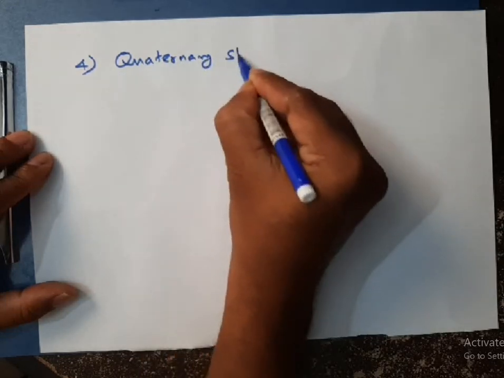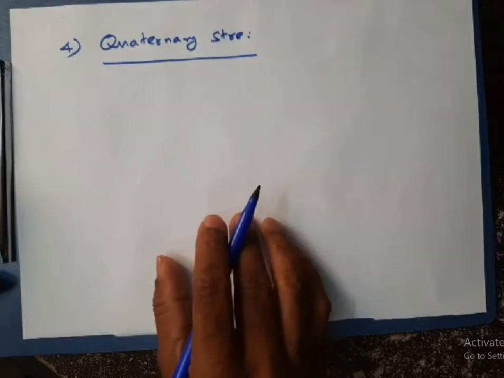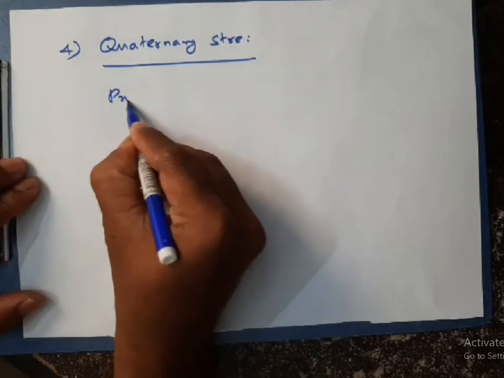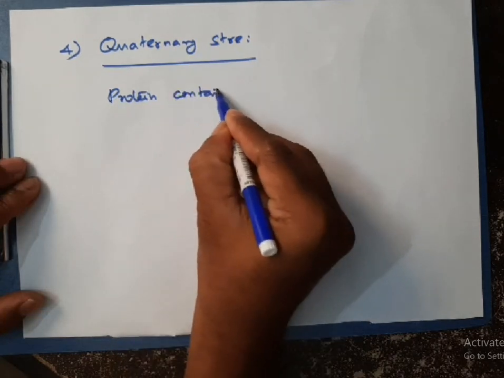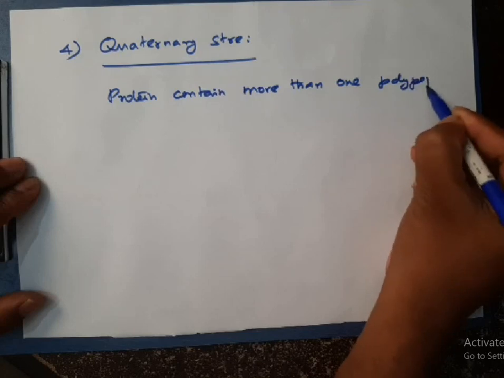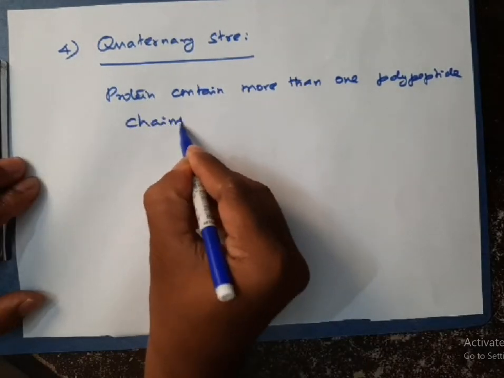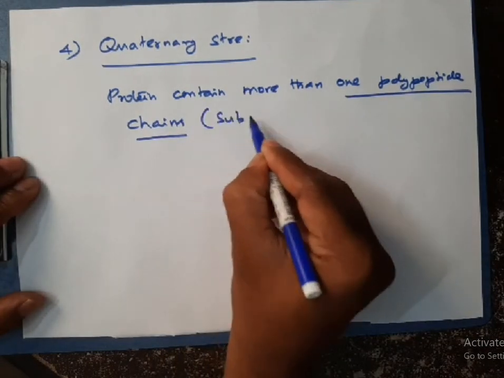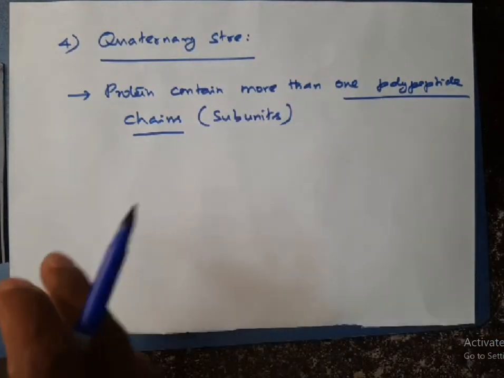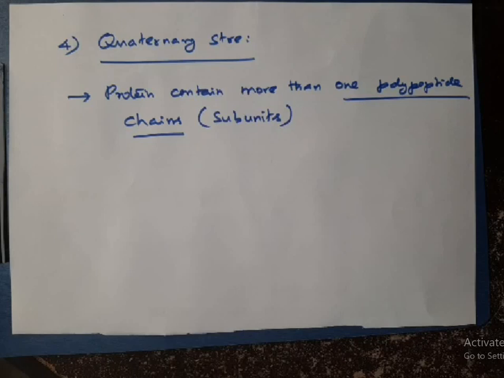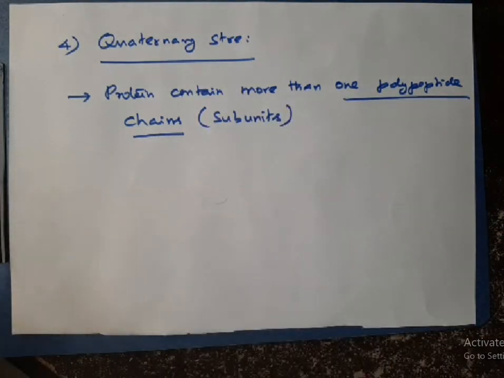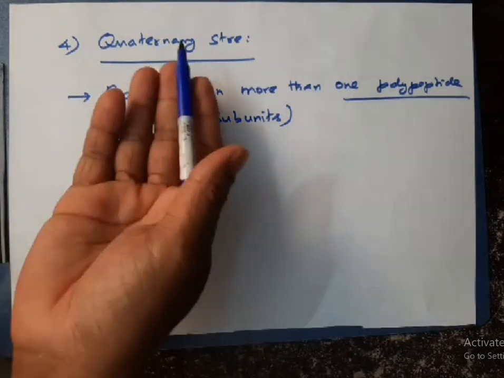Quaternary structure of protein. Whenever a protein contains more than one polypeptide chain, these polypeptide chains are called subunits. I have already told you. Whenever a protein contains more than one polypeptide chain, only then will we go for quaternary structure. In quaternary structure, how the individual subunits, the individual polypeptide chains, fold and exist, that structure is nothing but the quaternary structure.